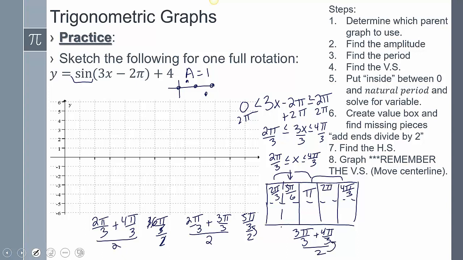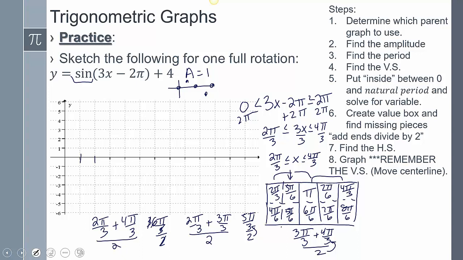Multiply that by 2. So that's going to be 7 pi over 6. So now, scaling this to make it a little easier, it looks like the common denominator is going to be 6. So this will become 4 pi over 6, 5 pi over 6, 6 pi over 6, 7 pi over 6, 8 pi over 6. And so now on the number line, I can label that.